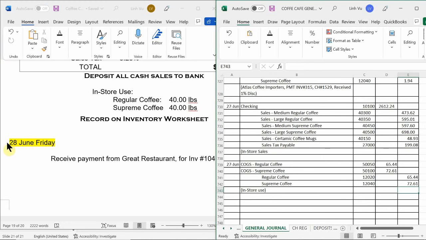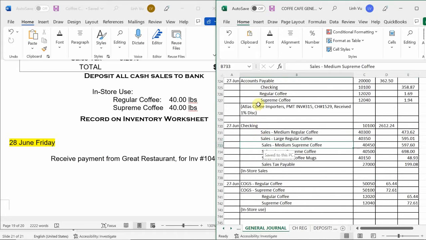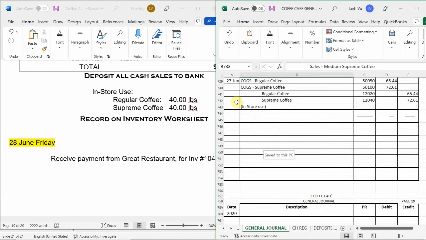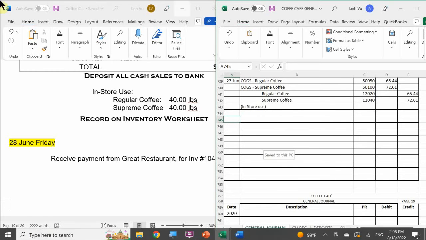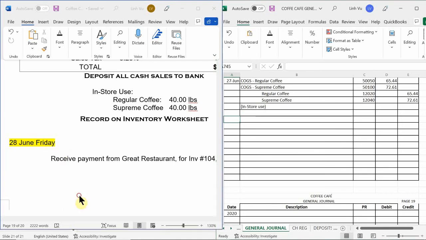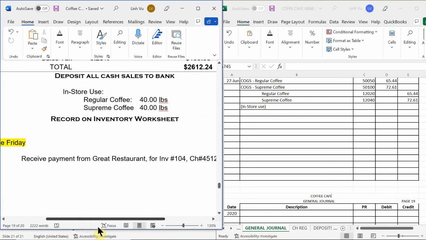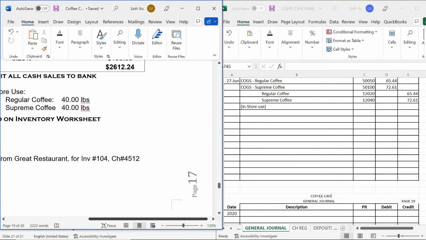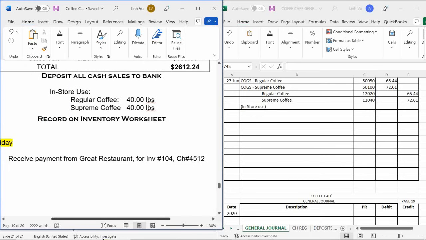But in this case, we're on June 28th. It is Friday. The last thing that we entered was the in-store sales that occurred on Thursday. So yes, we are starting a brand new day, and we are currently still at the very bottom of page 18 here. So let's see what happened next. We end up receiving a payment from Great Restaurant for invoice 104, check number 4512.